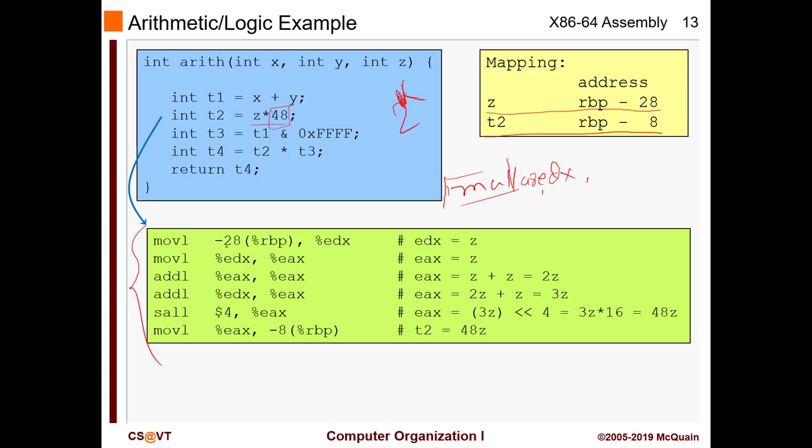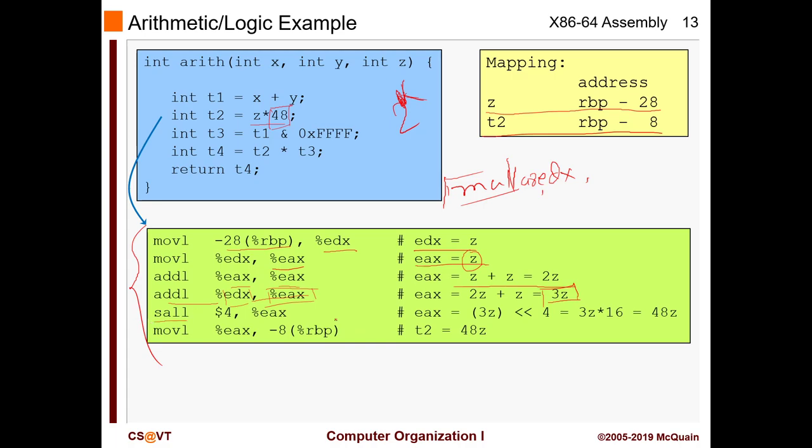Okay, so let's see what happens. We are going to take the value of z and put it into edx, so edx is equal to z right now. Another thing we're going to do is take the value of edx and put it into eax, so eax has the value of z. Now we are going to do a summation. We sum eax with eax and get 2z. Then we add it again, adding eax with edx, so we get 3z.